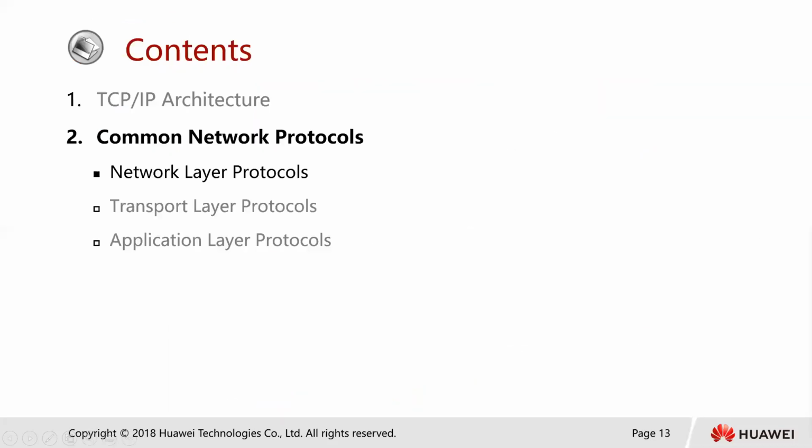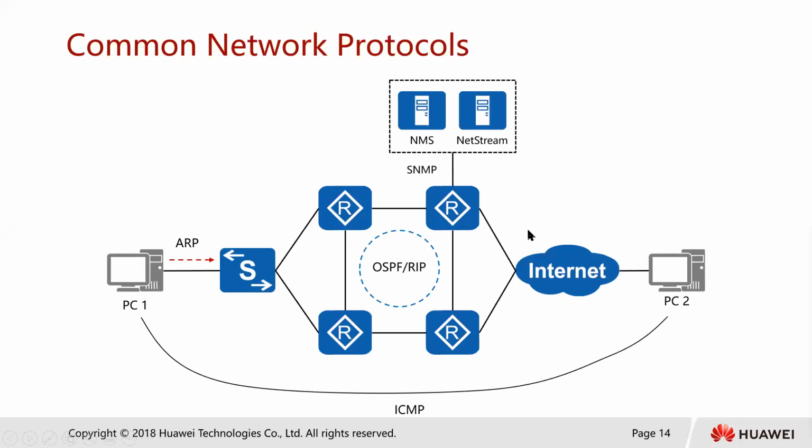So let us look at the network layer protocols. We have ARP, which we are going to be looking at in detail. We have SNMP, ICMP, our routing protocols, OSPF or RIP, and we have NMS and NetStream, and we shall be looking at some of them in detail. But where ARP, like we talked about earlier, when a packet is forwarded to a host or a gateway in the same network segment, the destination address is known and the MAC address corresponding to the destination address is obtained. In the same network segment, the MAC address is used for communications.